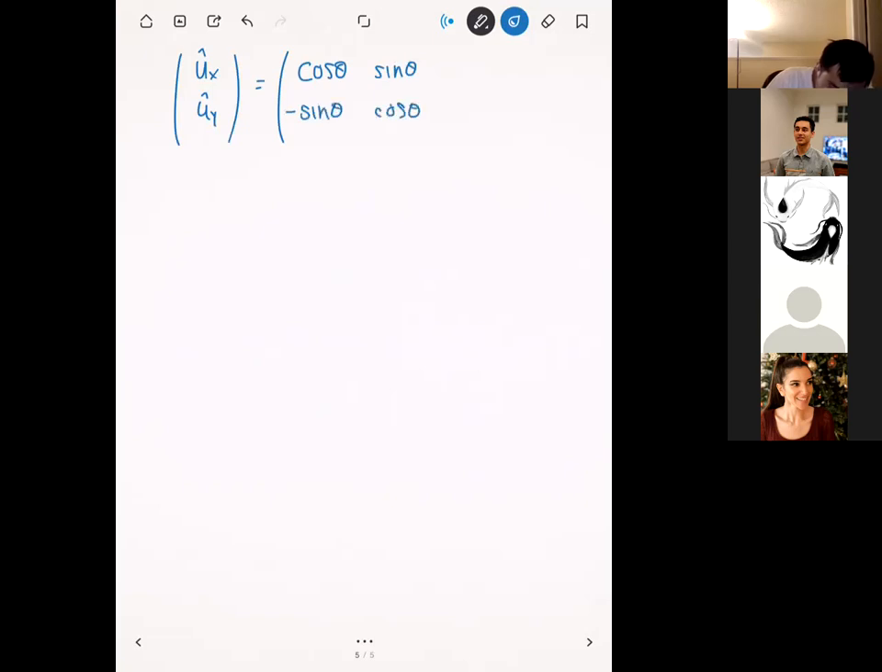In order to transform those hat quantities, we need to apply our transformation matrix that we talked about before. If you remember, our transformation matrix looked like this. And so if we have a vector u x hat, u y hat, we can transform it into the stationary coordinates by multiplying by this matrix right here.